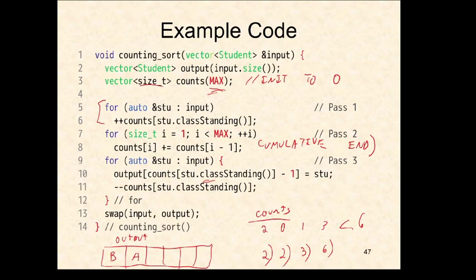So we put them at their, remember this is an exclusive endpoint. Because it's an exclusive endpoint, we subtract 1 to get a real index. So minus 1 gives us a real index. We put the student there, and we reduce. We say, okay, that now ends 1 position sooner. We move the endpoint 1 position to the left.